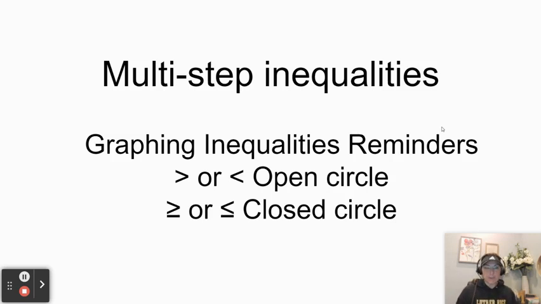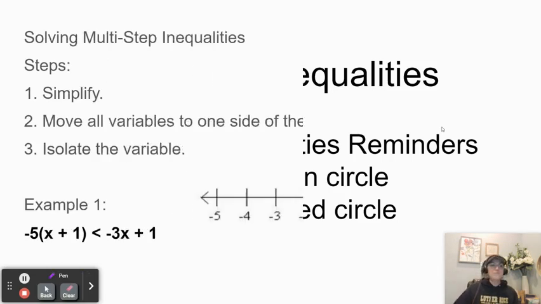Now, just a couple of reminders before we jump into some example problems: when we see less than or greater than, that means we'll use an open circle on the graph. If we see a greater than or equal to or a less than or equal to, that means we're going to use a closed circle when we get ready to graph. So let's dive into a couple of examples here.